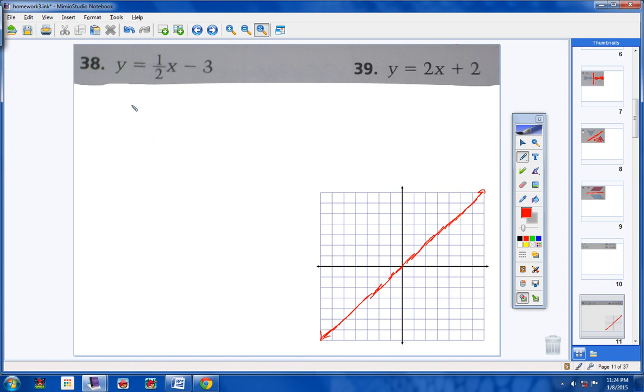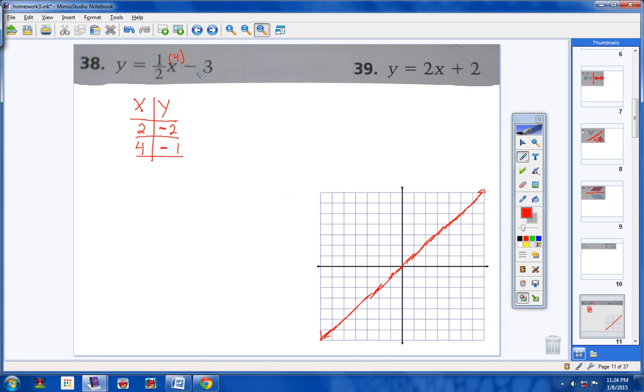I'm going to use a quick table of values. And because I have a fraction here, I'm going to put a number in for x. I'm going to use 2 and 4, so I get out whole numbers, okay? So put a 2 in for x here. 1/2 times 2 is 1. 1 minus 3 is -2. Now put a 4 in for x right here, okay? 1/2 times 4 is 2. 2 minus 3 is -1.